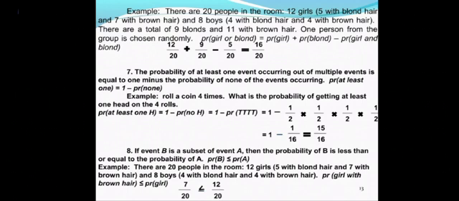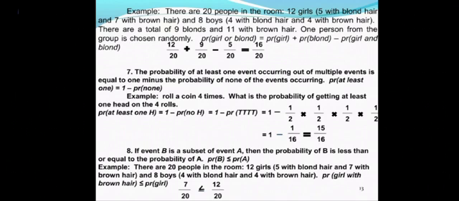Some example: there are 20 people in this room, 12 girls, 5 with brown hair and 7 with blonde hair, and 8 boys, 4 with blonde hair and 4 with brown hair. In total, 9 have brown hair and 11 have blonde hair. One person from this group is chosen randomly. These are for calculating 16 divided by 20.